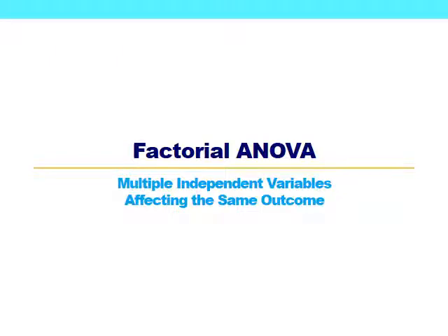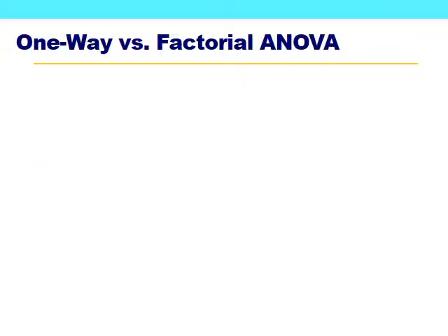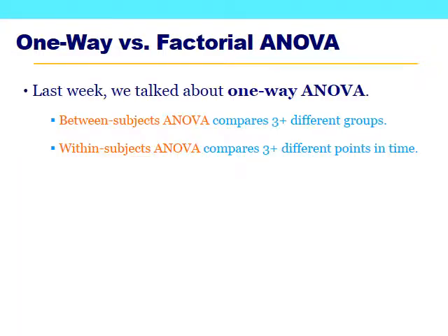Hi folks! This past Monday we learned about the Factorial ANOVA, which is a test that allows us to examine how two independent variables both affect the same dependent variable, both independently and in combination with each other. Last week we talked about the one-way ANOVA, where we're comparing three or more groups of people on the same dependent variable.